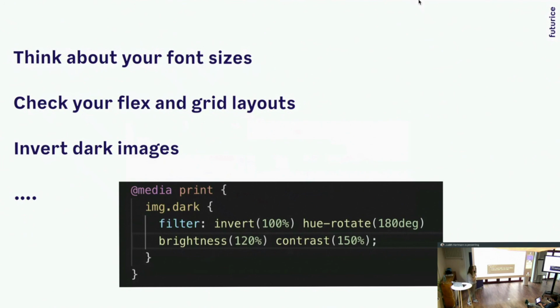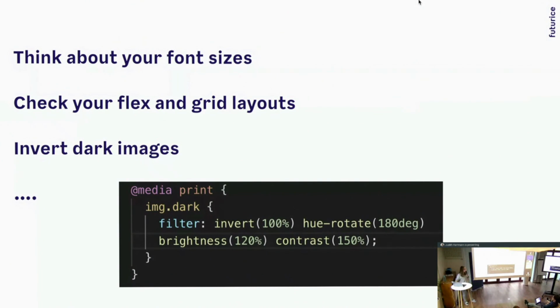There's a long list of things you can do. If you have a chart that has a dark background on your website, but actually you wanted to have it the other way around, there are some queries to just invert the colors, which are really great. Sometimes grid and flex layout are just looking bad in print, so you should check those. And yeah, font sizes, just adjust them so they don't scream at you on paper.